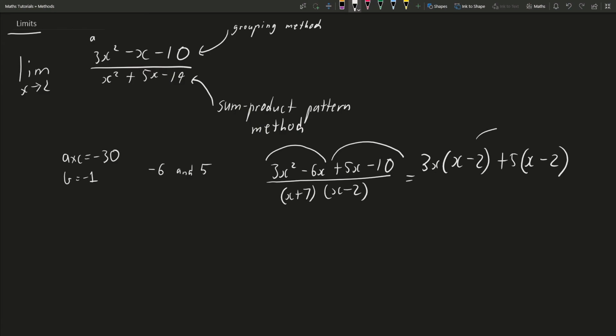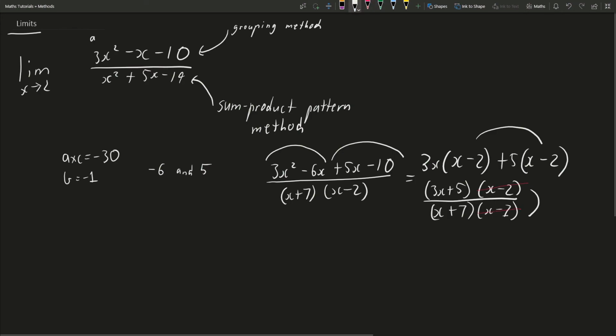And you can see here that we now have these two same sides. So we can factorize this again as (3x plus 5) multiplied by (x minus 2) on (x plus 7) and (x minus 2). And you can see now that we have these same things on the numerator and denominator, so we can cancel them out. And then we have 3x plus 5 on x plus 7.